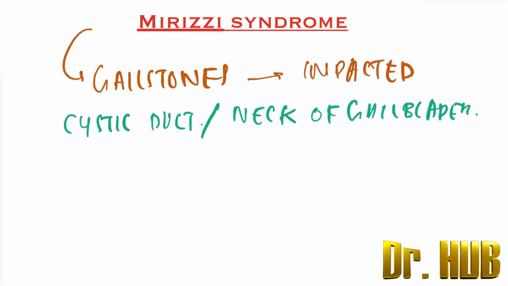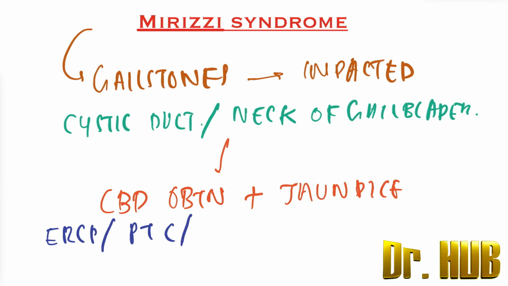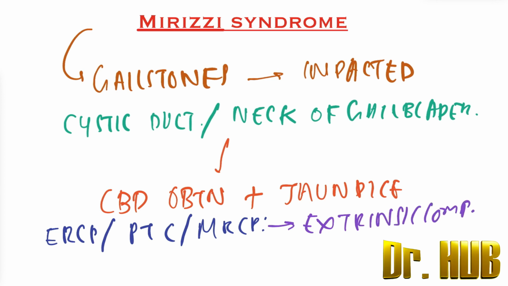So this produces a CBD obstruction as well as jaundice. There are some modalities such as the ERCP, the PTC as well as the MRCP. They will usually demonstrate the characteristic extrinsic compression, and this will be of the CBD, the common bile duct.